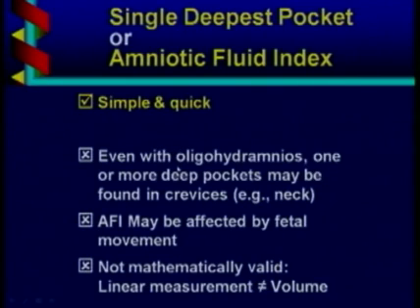They have a number of problems. Even with oligohydramnios, you can have 1 or more deep pockets that don't have much fluid in them, such as in crevices in the fetal neck or between the fetal legs. The amniotic fluid index can be affected by fetal movement from one quadrant to another. And another problem with these semi-quantitative methods, they're not really mathematically valid. Linear measurements do not correlate with volume.